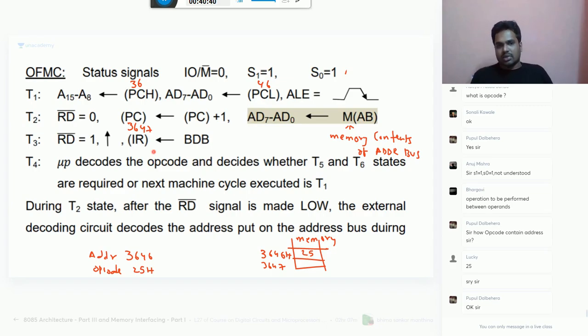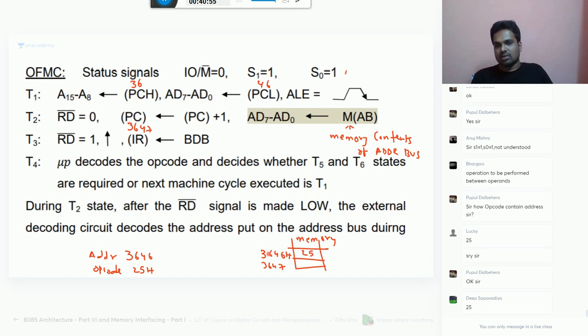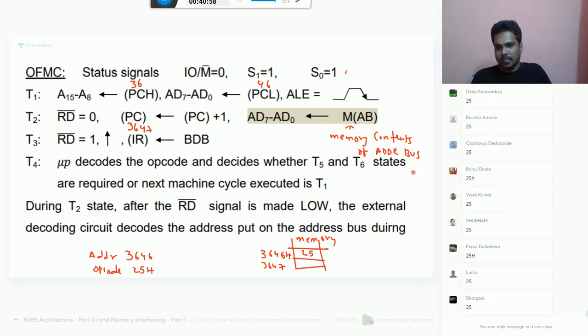So when you write the numbers 36 and 46, the computer will go there. The address bus is pointing to this location now. PC may be incremented, that doesn't matter. What is the memory content of the address bus location? This 25 will come here. Now if you have any doubt, ask me.